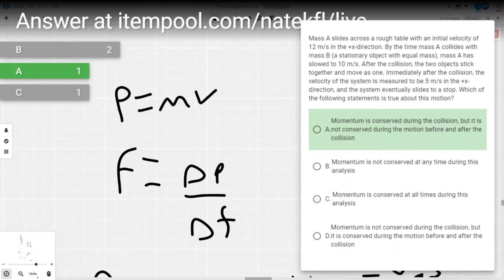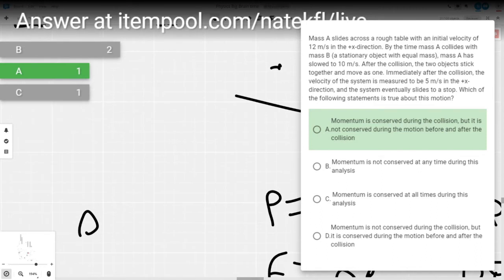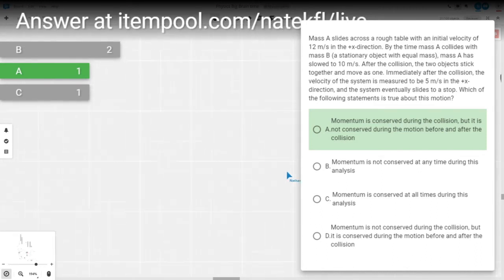So we know that during a typical collision, unless it says otherwise, there are no external forces acting on the system. Where does it say that? It just says that they collide. And you could also work it out by multiplying the mass, but I don't know if it gives you the mass. No, it just says equal mass. So basically, you just have to infer that since it doesn't say anything specific happens during the collision, momentum is conserved during the collision.